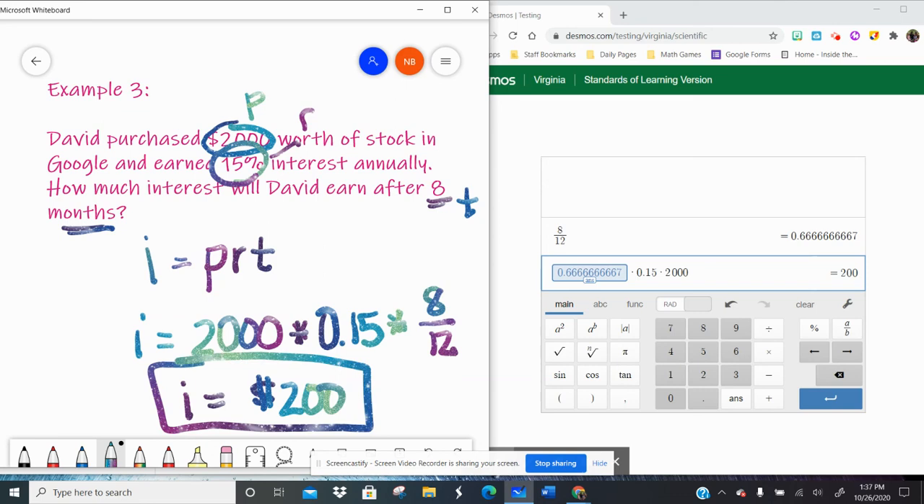How much interest? It says I equals. So yes, we've answered the question fully. So be careful if they throw in months. We make it a fraction out of 12 because 12 months is 1 year.